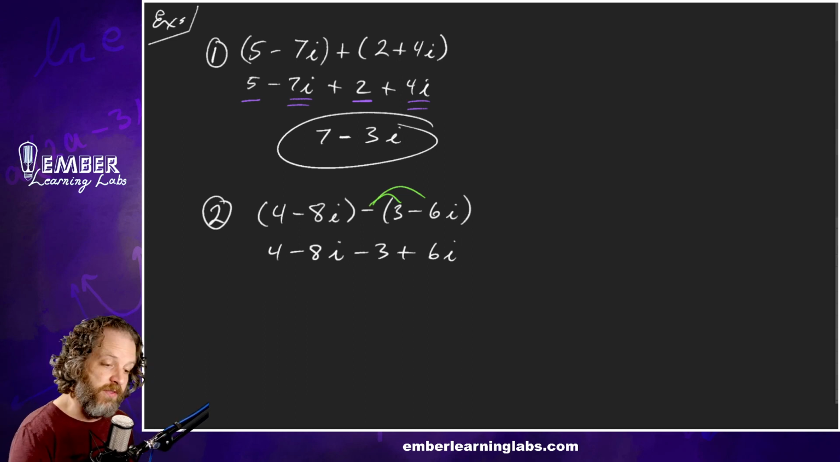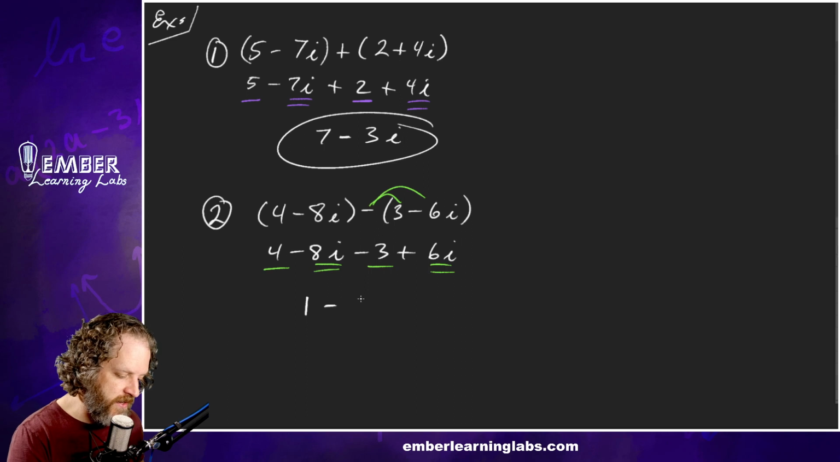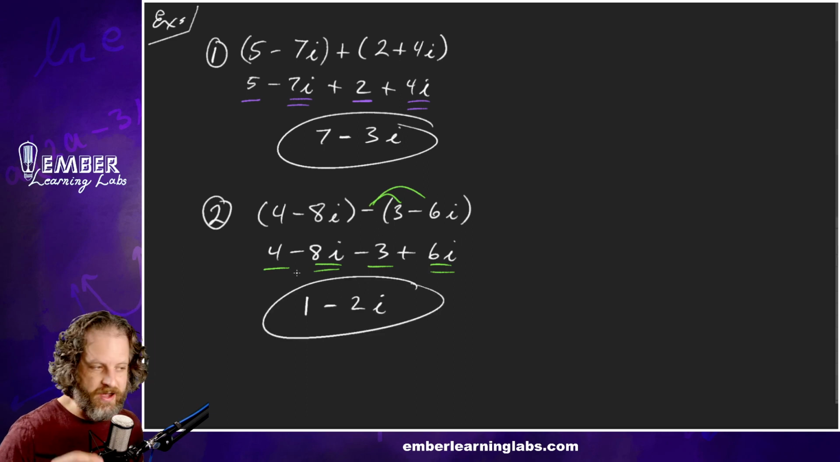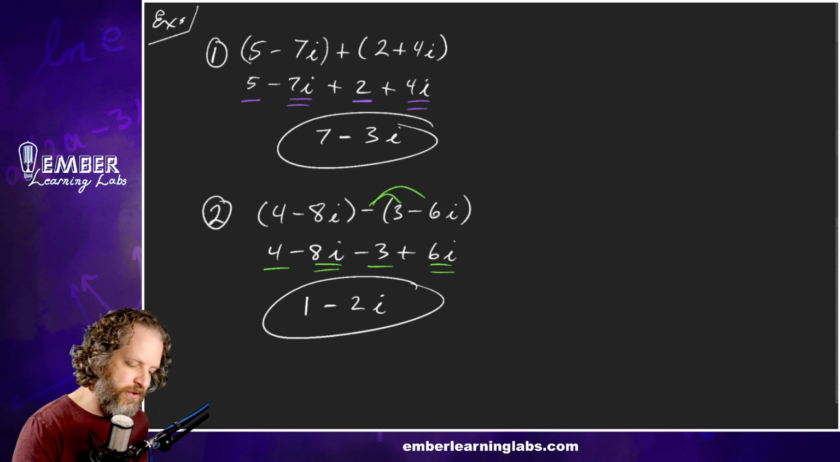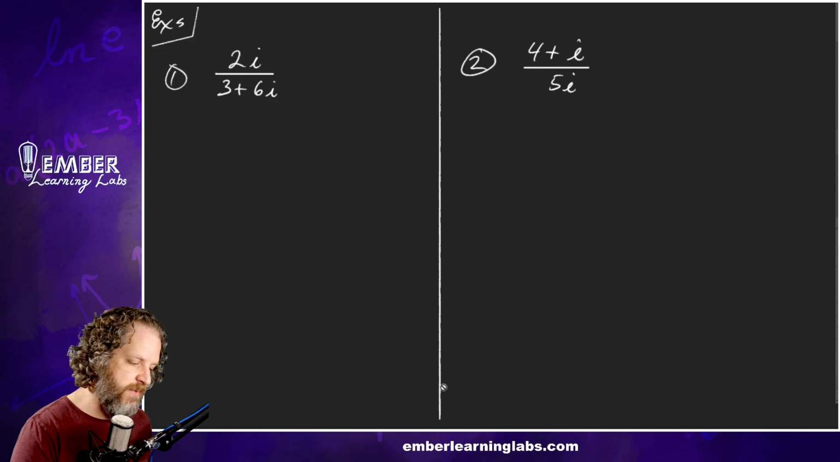Easy peasy, right? So then, just like up here, we're going to find our like terms, this one, and then these two right there. 4 plus negative 3 is positive 1. Negative 8i plus 6i is negative 2i. There it is. All right, we got 2 more examples of a different type and all those things, and then we're going to be through.